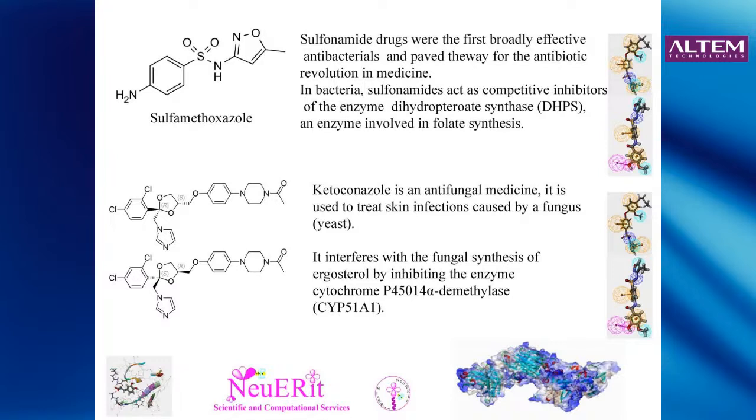In bacteria, sulfonamides act as competitive inhibitors of the enzyme dihydropteroate synthase, an enzyme involved in folate synthesis. The sequence and the structure of the enzyme we will get in bioinformatics. If this enzyme is active in the bacteria, and the bacteria require folate synthesis for survival, dihydropteroate synthase actually binds with para-aminobenzoic acid for the synthesis of folate. But sulfamethoxazole works as a competitive inhibitor of para-aminobenzoic acid, and it binds to dihydropteroate synthase before the para-aminobenzoic acid. Thus, it stops the folate synthesis. So this is the structure of sulfamethoxazole.